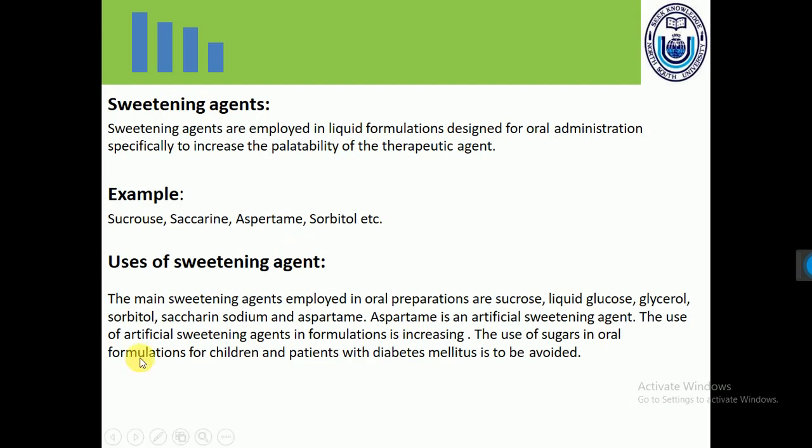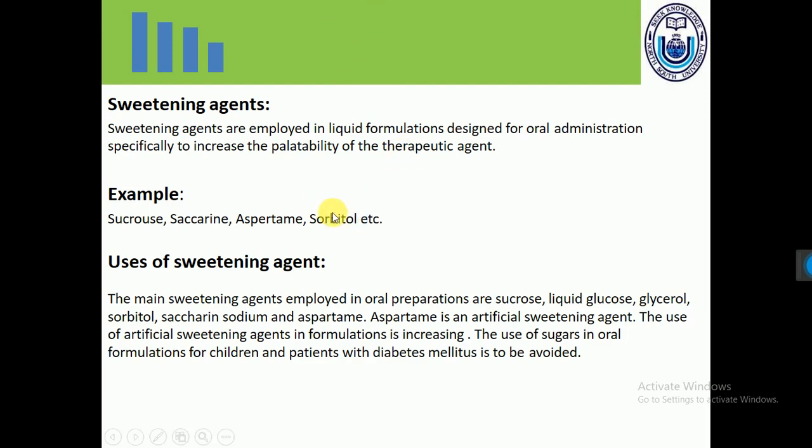Another excipient is called sweetening agents. Sweetening agents are employed in liquid formulations designed for oral administration, specifically to increase the palatability of the therapeutic agent, so it can be easy for the patient to take it. Because it is palatable, the patient becomes able to take it easily.